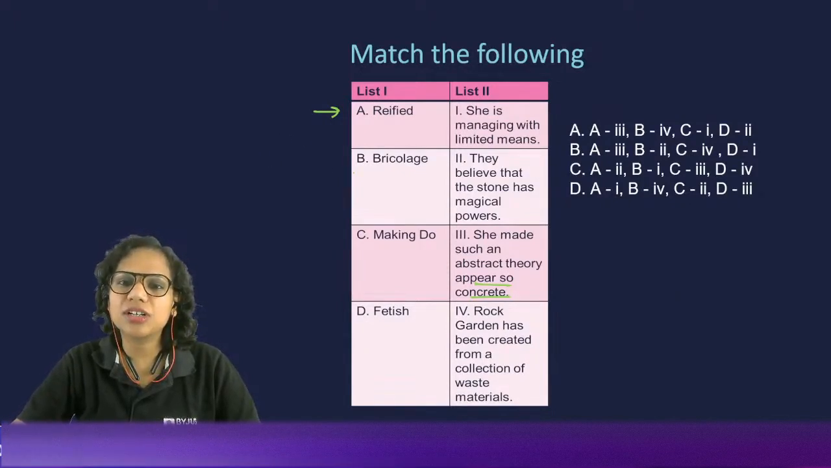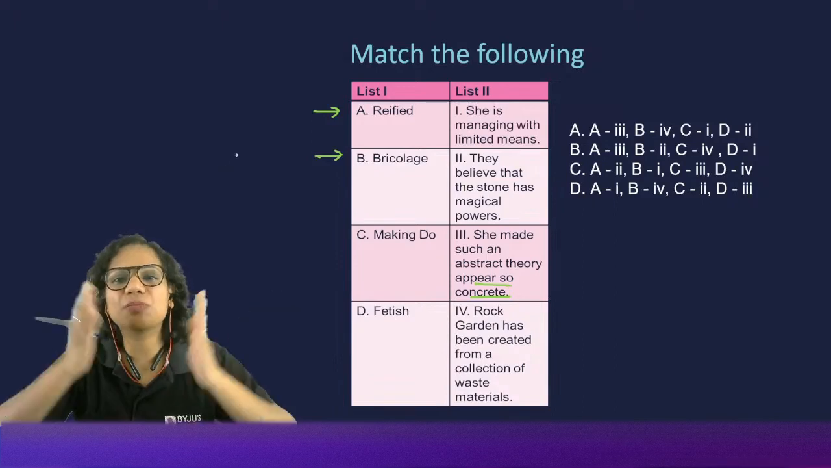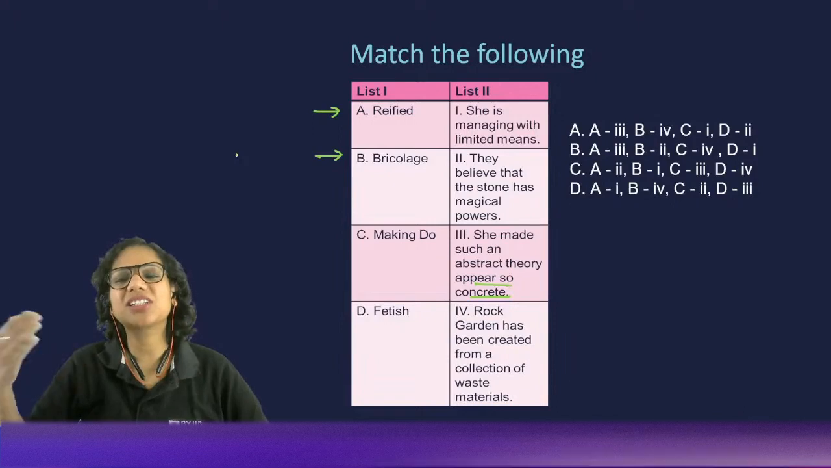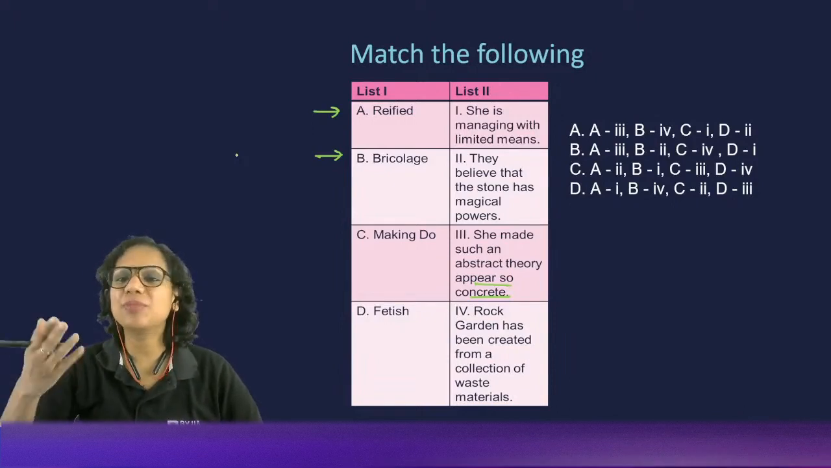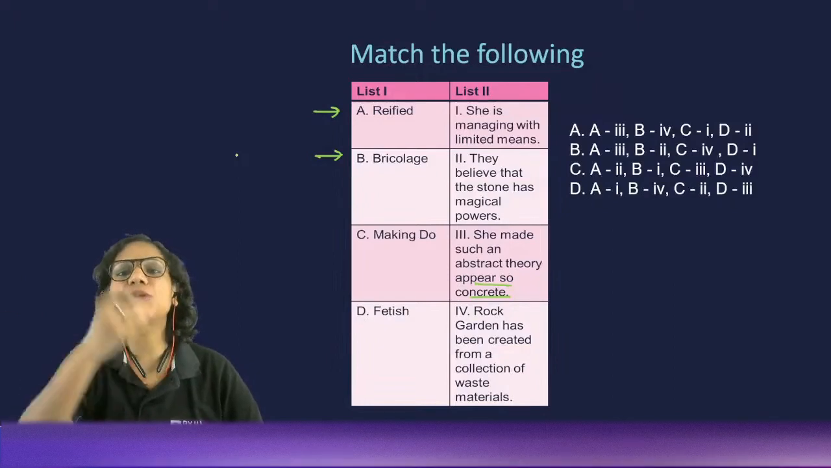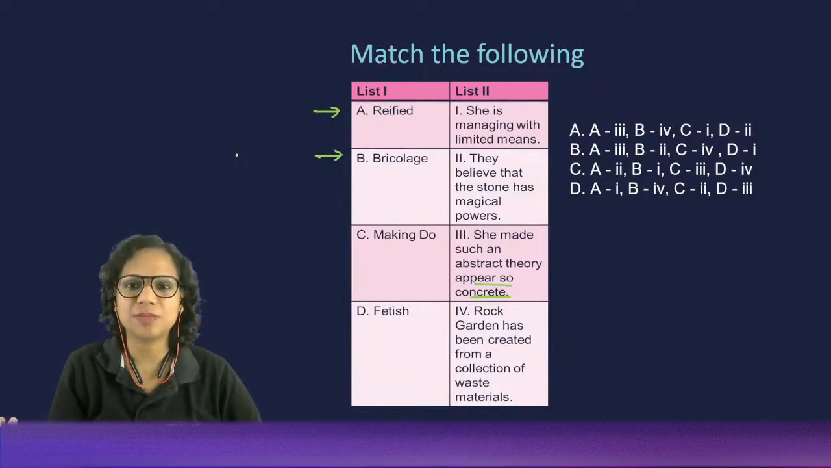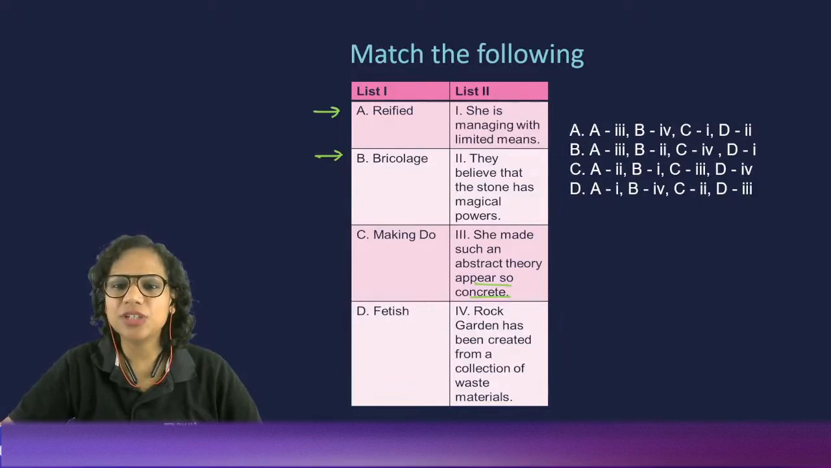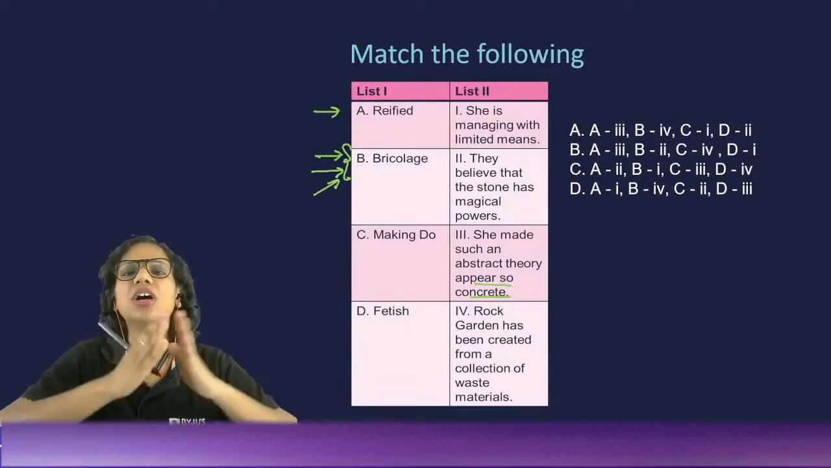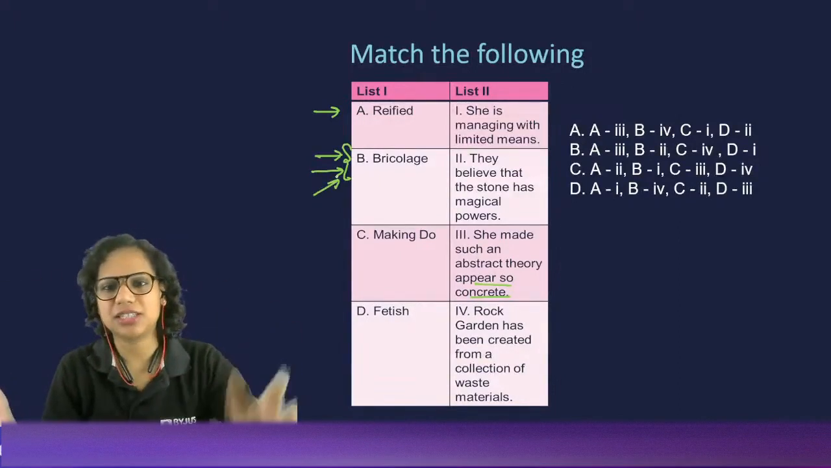Now, bricolage, yes, bricolage, interesting word. Bricolage is something that is composed of a number of other things, right? For example, the rock garden in Chandigarh, it is made out of waste, right? So it's a bricolage of waste materials. So rock garden has been created from a collection of waste materials. So it's a bricolage of waste materials, something that is constructed from diverse other things.